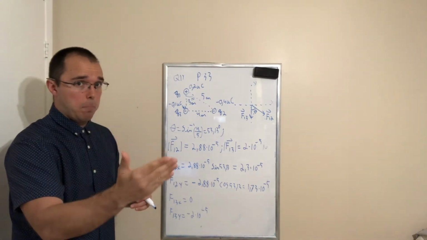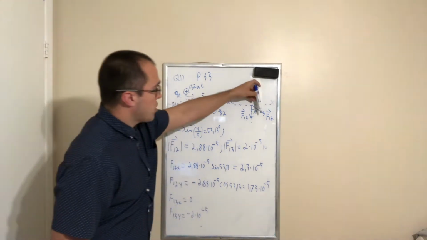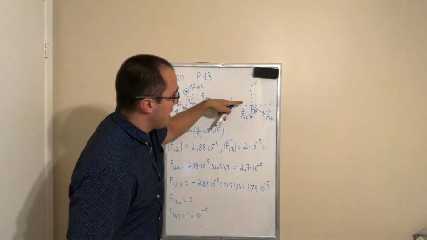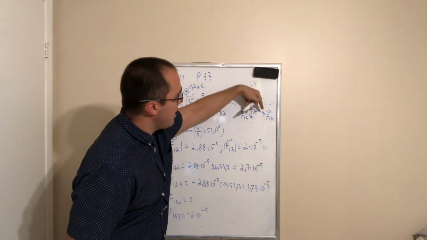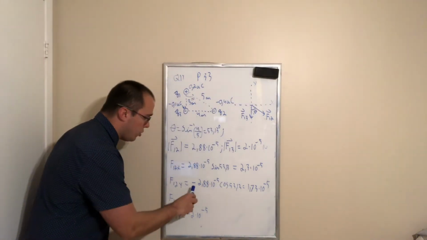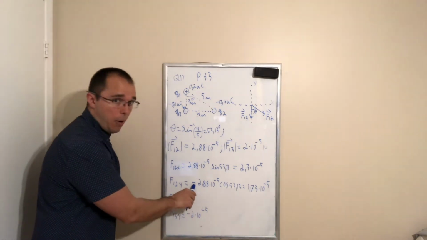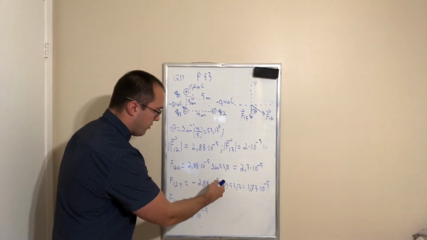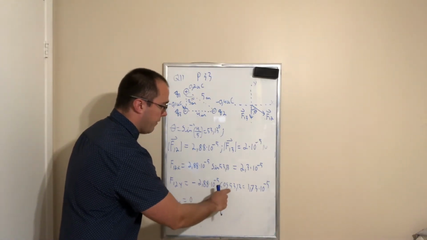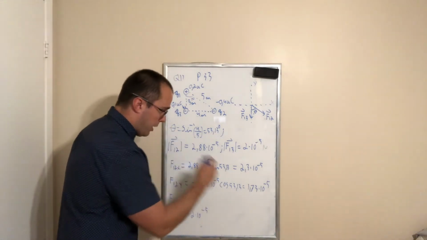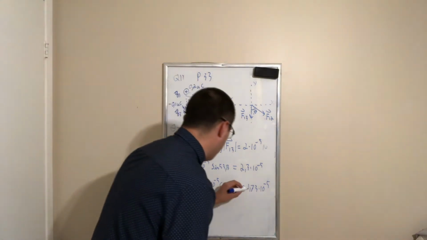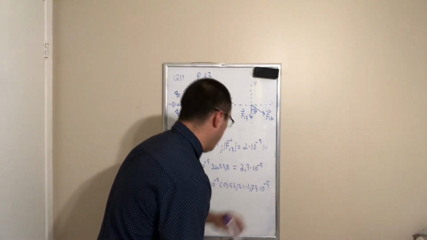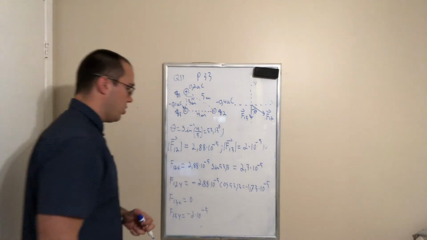And also an important part is that the x component, so this vector is pointing at the same time in the positive x and the negative y. And you need to add a minus over here, all right? So minus 2.88 multiplied by 10 power minus 5 multiplied by cosine of 53.13. And we get minus 1.73 multiplied by 10 power minus 5.